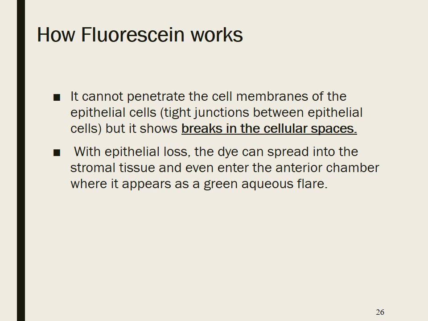How it works: fluorescein cannot penetrate the cell membranes of the epithelial cells because of the tight junctions between epithelial cells, but it shows breaks in the cellular space. With epithelial loss, the dye can spread into the stromal tissue and even enter the anterior chamber, where it appears as a green aqueous flare.